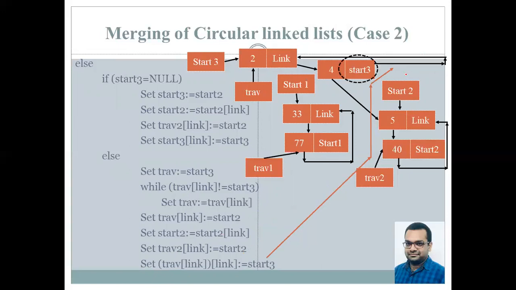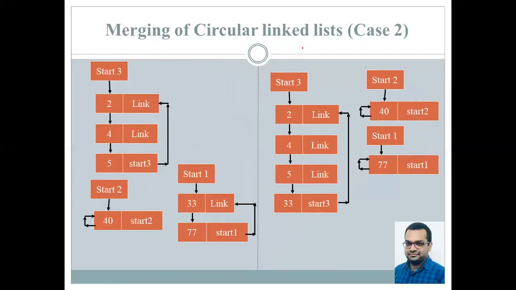Now we set traversal link of link equals to start3, because traversal is pointing over here. Traversal link takes us to this node, and we make traversal link of link, so then we reach this node's link, and making it point back to the first node preserves the property of the circular linked list. Therefore, proceeding in exactly the same way, we now get these circular linked lists, and the next node that will be inserted in the merge linked list will be node 5.